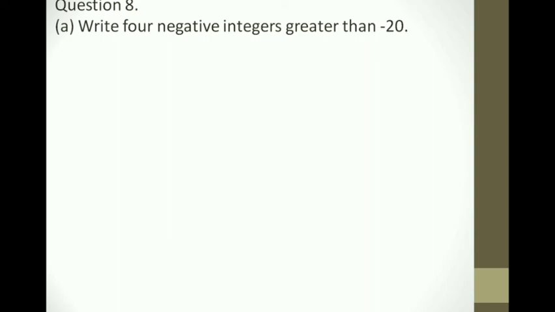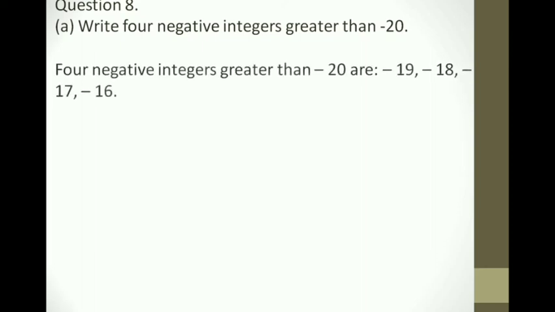Bigger numbers than 20 are 21, 22, 23 and the smaller numbers than 20 are 19, 18, 17. If we give the negative signs to them, what will happen? 21, 22, 23 become smaller and 19, 18, 17 become bigger. So what will be the answer? Here we have to write greater numbers. So we will write negative 19, negative 18, negative 17 and negative 16.